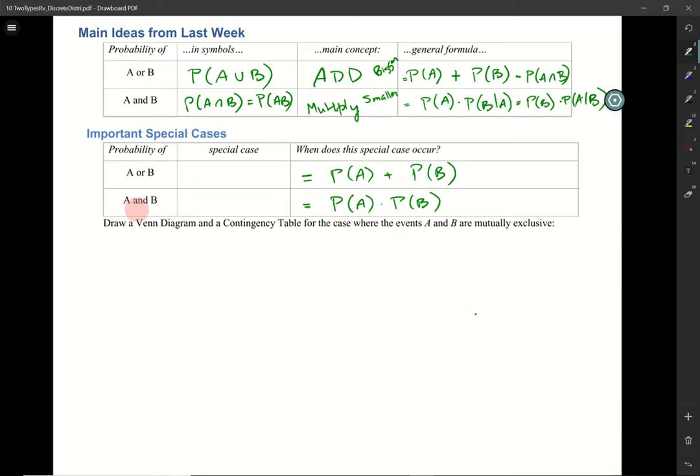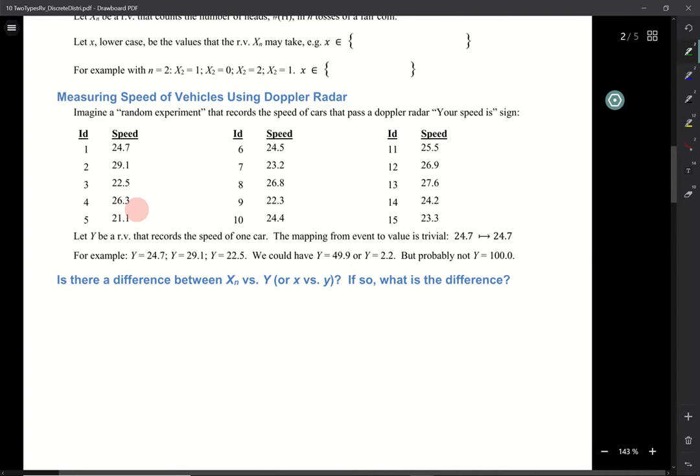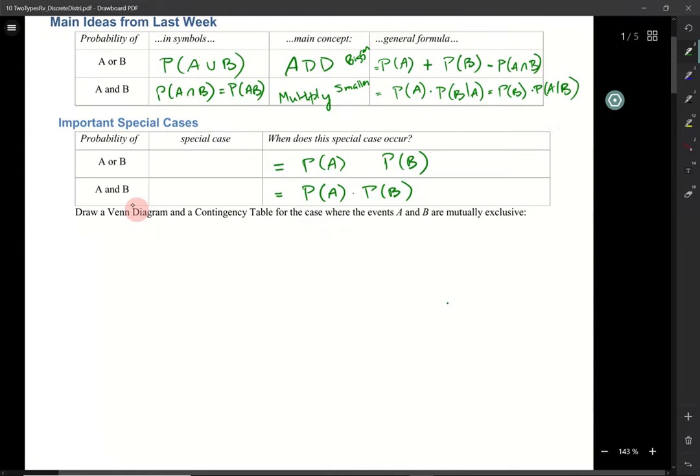So that's kind of why we did stuff last week, in order to understand that it is possible to add probabilities. You don't always have to have this correction, and it is possible to get the "and" by multiplying probabilities. You do not always have to find this conditional piece. So what were the two special cases?